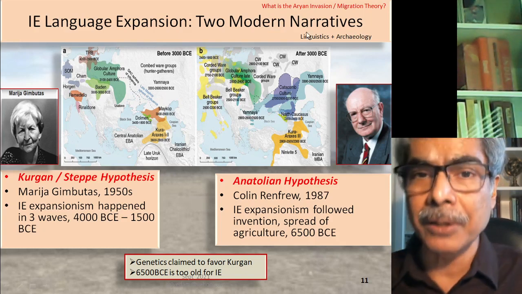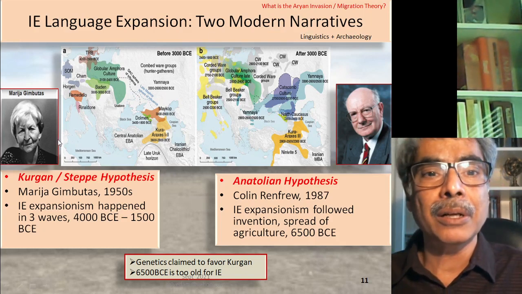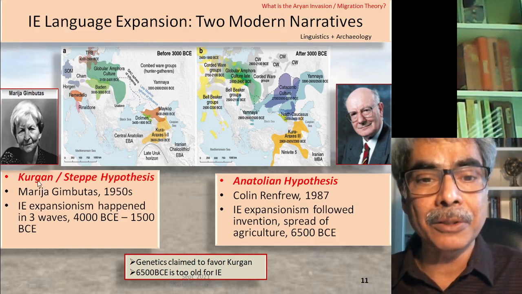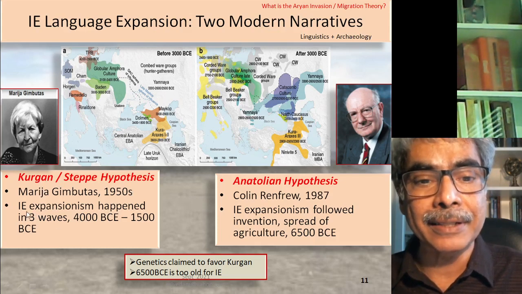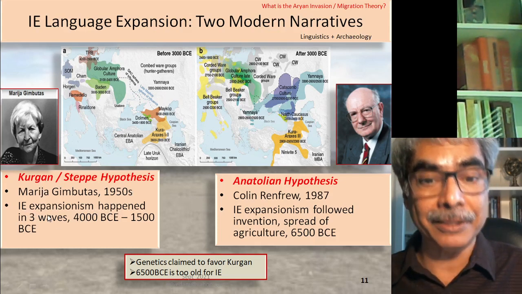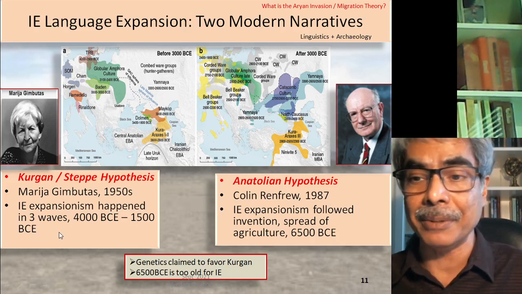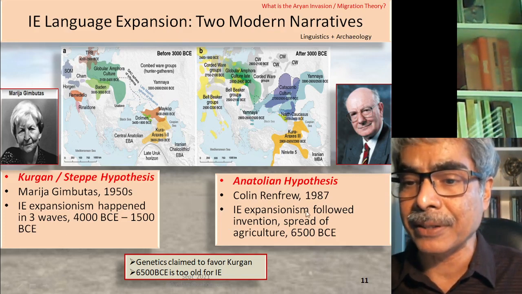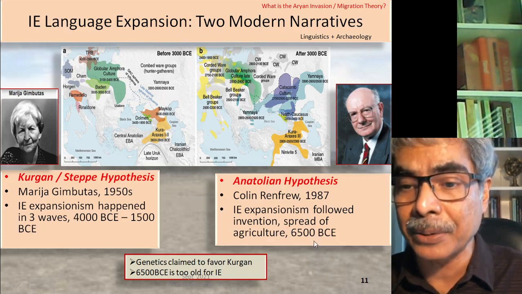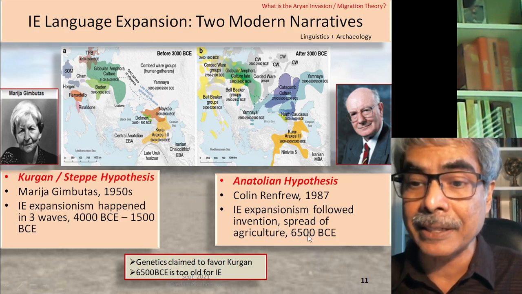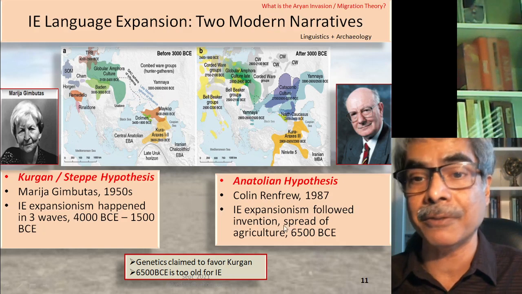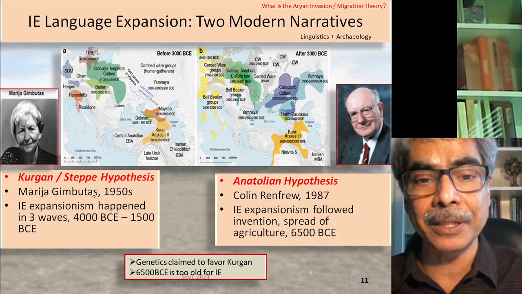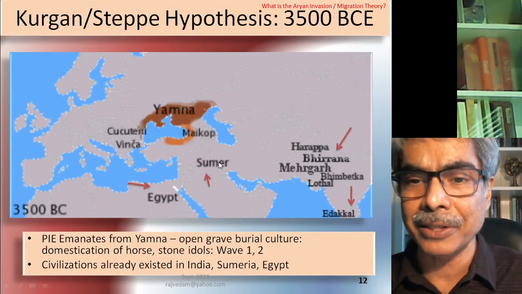So there are two modern narratives today for the language expansion. The thought leaders are Maria Gimbutas as well as Colin Renfrew. Maria Gimbutas comes with Kurgan or the steppe hypothesis, where she says that the Indo-European language expansion happened in three waves between 4000 BCE to 1500 BCE. On the other hand, Professor Colin Renfrew says the Anatolian hypothesis, the invention of agriculture in Anatolia or Turkey and its spread in 6500 BCE was the impetus for language dispersal also, according to him. However, today most people favor the Kurgan or the steppe hypothesis. So what is this Kurgan or steppe hypothesis?